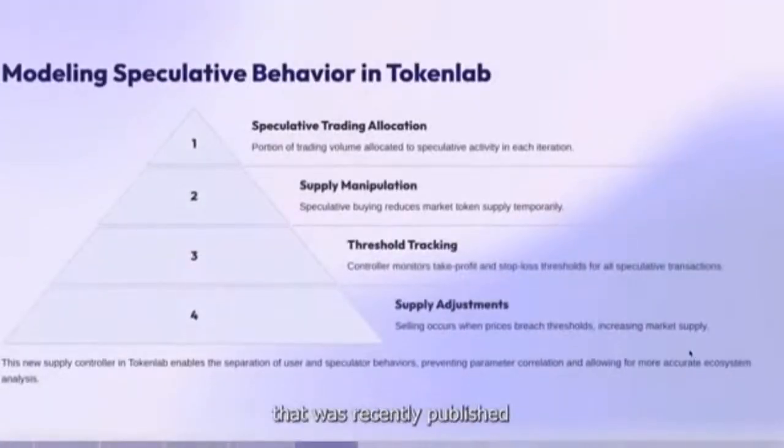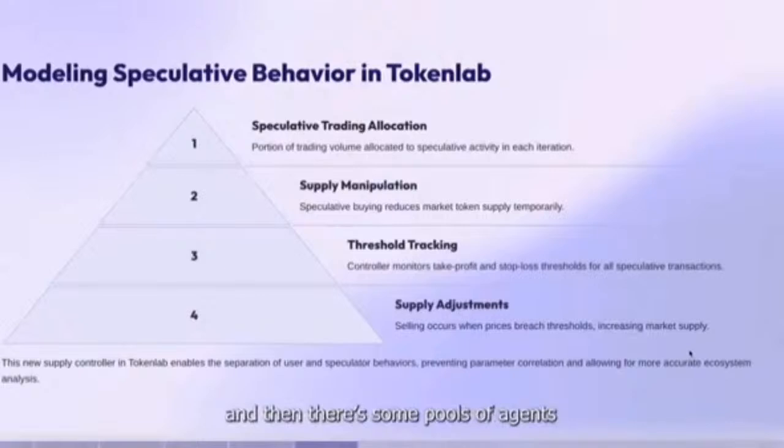The research that was recently published on arXiv tried to answer the question: how can you model speculative behavior and what can we learn from that? We broke the problem down into a few different stages. First of all, we had the supply adjustments, then the threshold tracking, the supply manipulation, and the speculative trading allocation.